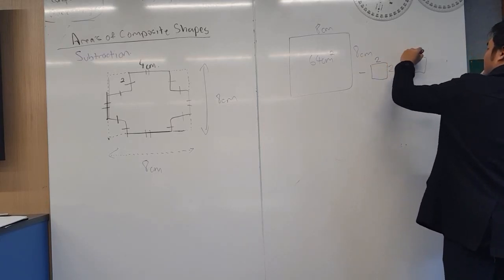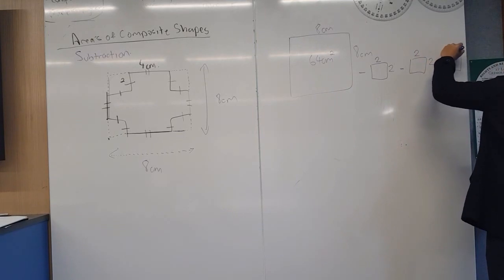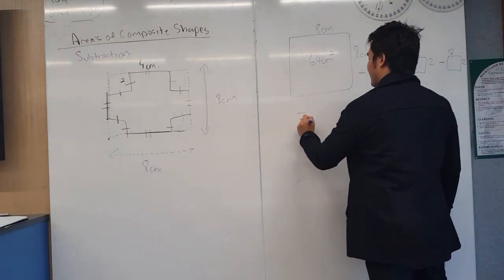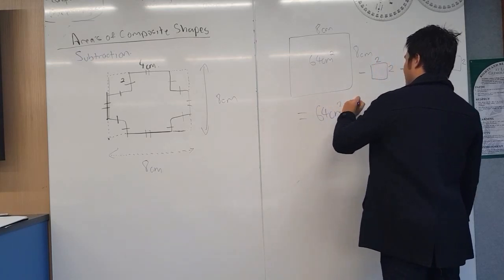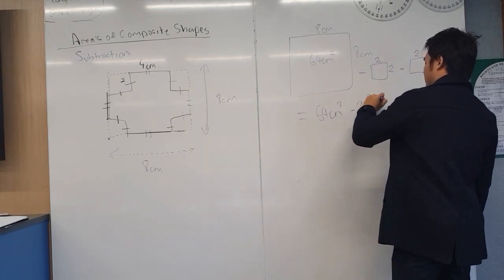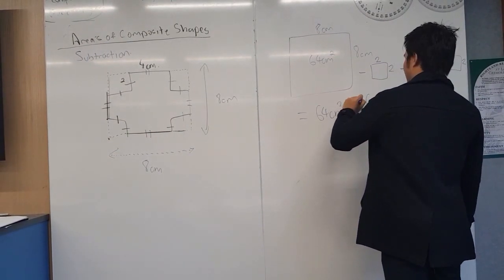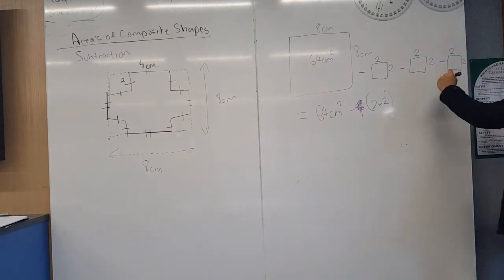So the area for that is 64 centimeters squared. That's by subtraction, right? The formula is just s squared. So that's equal to 64 centimeters squared minus 2 times 2 times 4, because there's 4 of them.